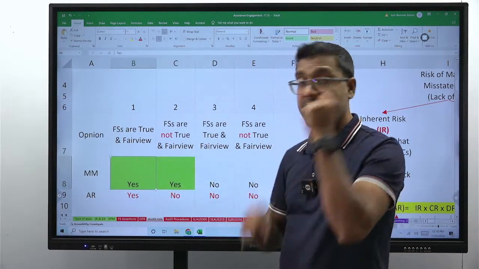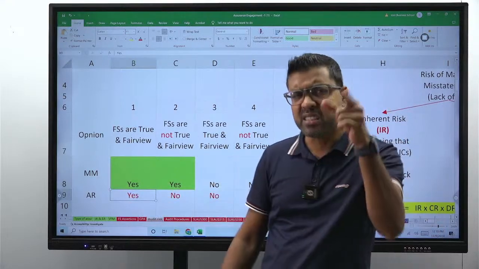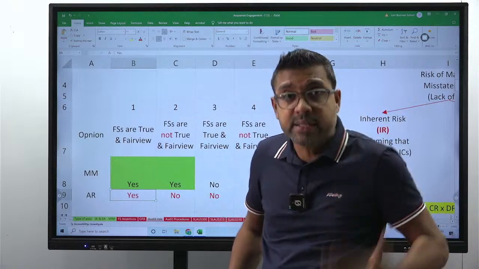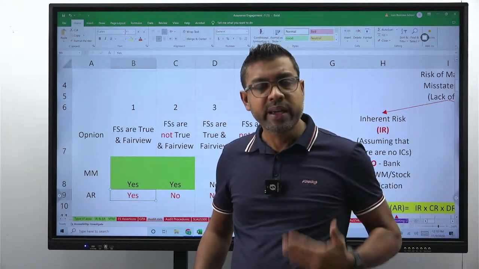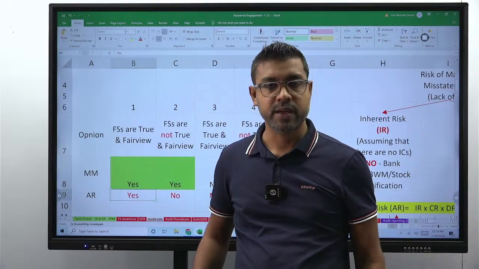But if you really look, there are material misstatements. You are at a risk. Audit risk means the auditor has a risk. Why? You are saying true and fair view, but material misstatements are there.